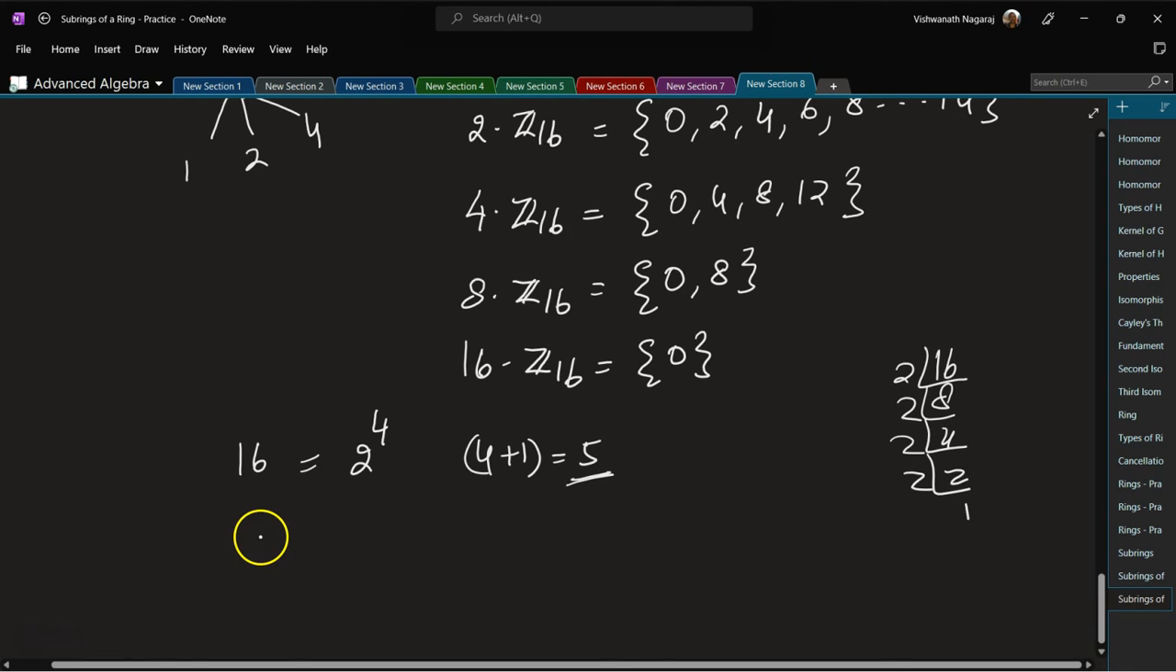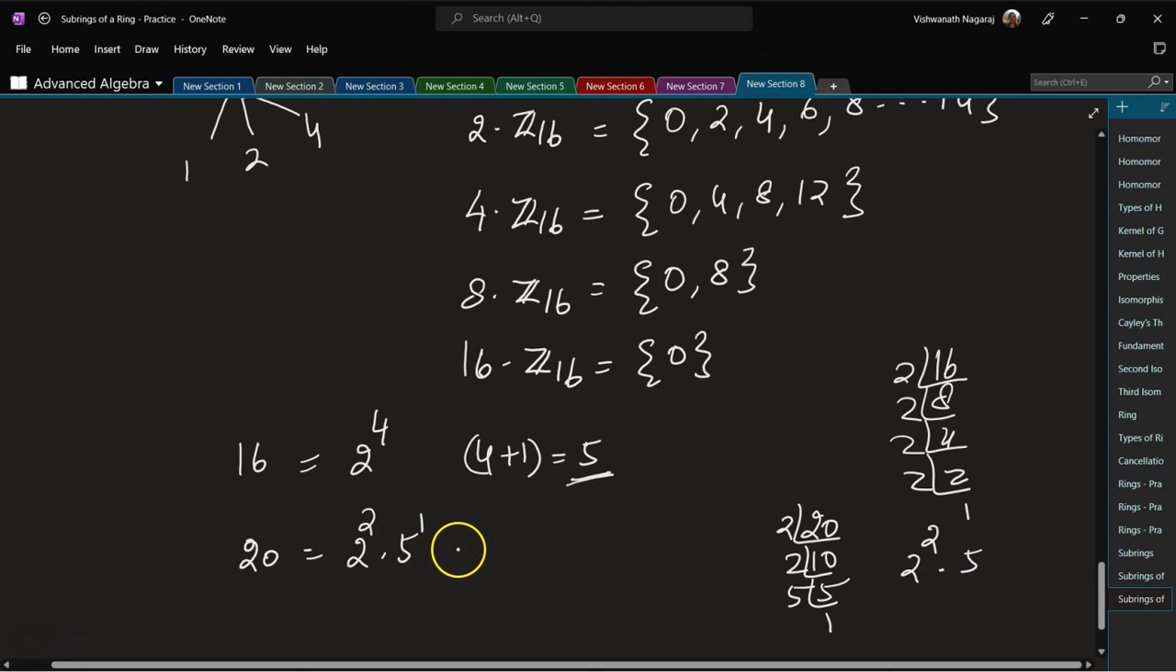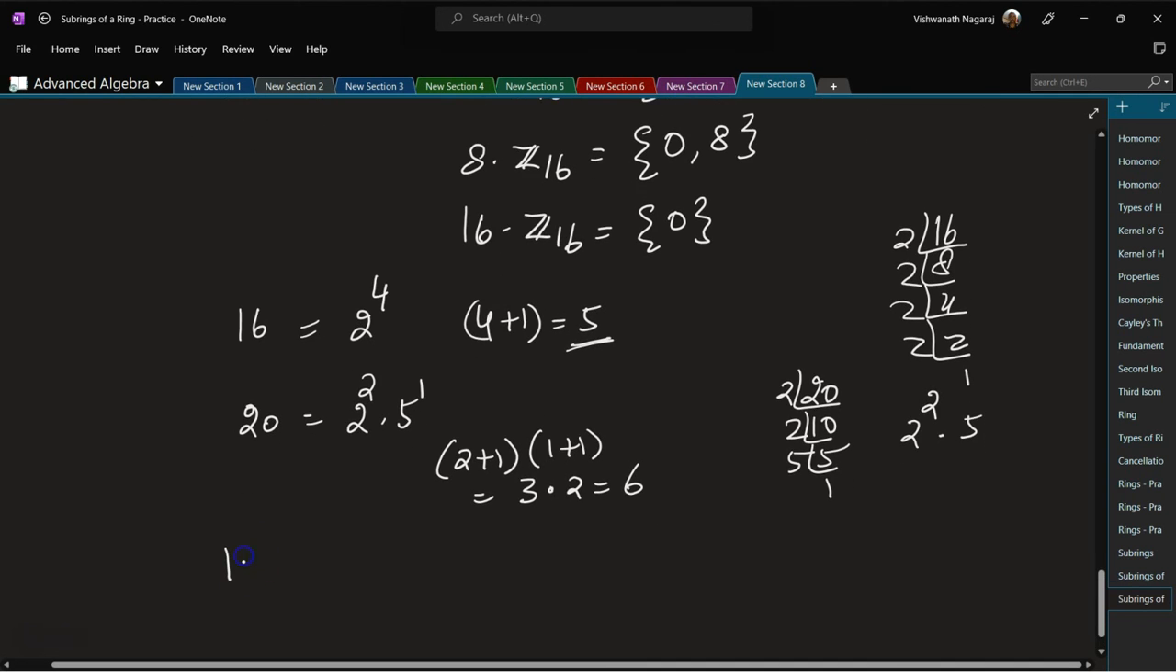Okay. Now what about 20? So 20 is 2 tens, 2 fives, 5 ones. So 2 squared times 5 to the power of 1. And here what we do is we take the exponents, add 1 to each of these and take the product. So this will give us 3 times 2, which is 6. So there will be 6 subrings of Z20.